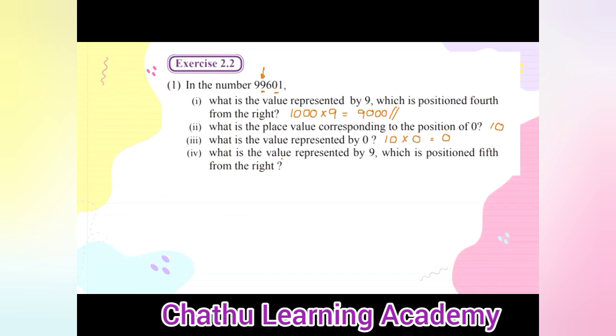Fourth one, what is the value represented by 9, which is position 5th from the right side? It means this one. It's in 10,000s place. Ones place, tens place, hundreds place, thousands place. Then this one is in 10,000s place. So we want to write the place value into digit. 10,000 into 9, it means 90,000. Likewise, you can find the answers for the question number 1.